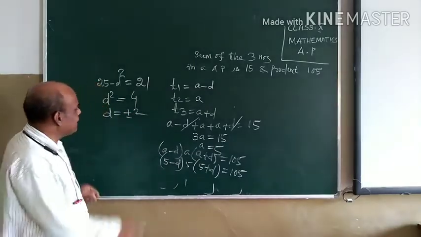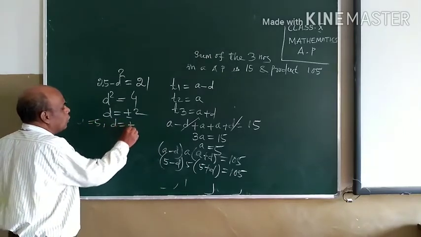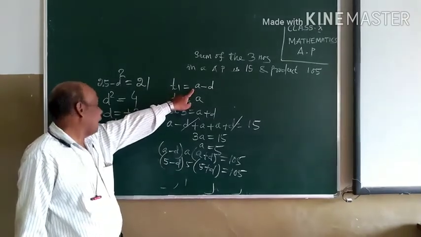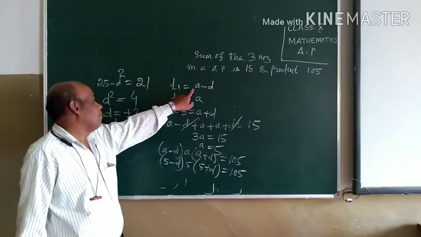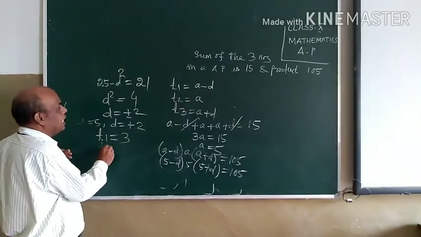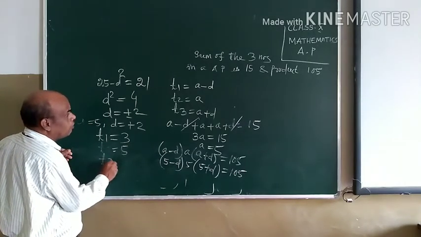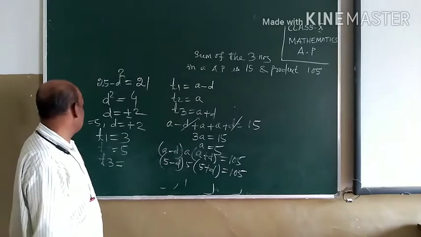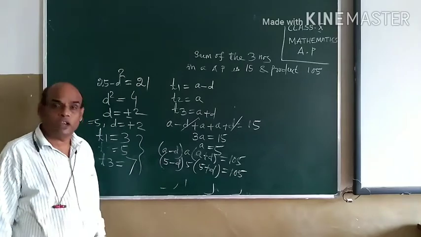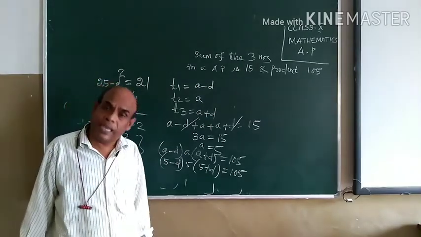So we can take a is equal to 5 and d is equal to plus 2. So first term will be a value here 5 minus 2, so first term will come 3. Second term will be a means 5, and third term a plus d, a plus d means 5 plus 2, 7. So already we got the three values are 3, 5 and 7.